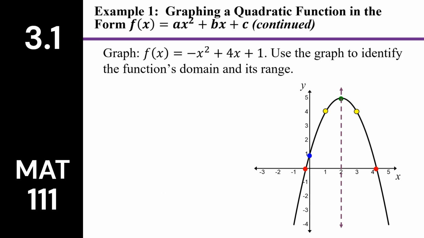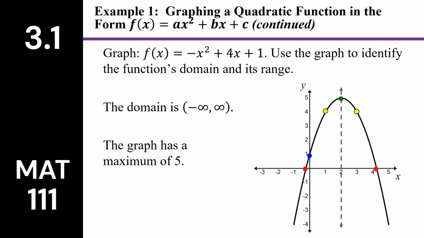We need to identify the function's domain and range. The domain are the possible x values, which are everything from negative infinity to positive infinity, so that's our domain. The graph has a maximum value of 5 and then goes down infinitely from there. So the range is negative infinity comma 5. Notice we always put a parenthesis next to infinity or negative infinity. The 5 gets a bracket because it's included on the graph.